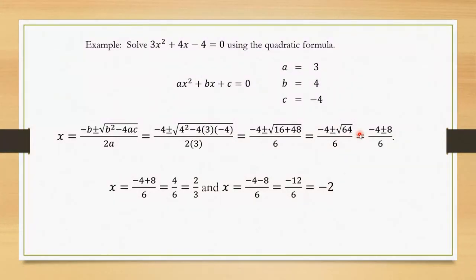Now what's nice is 64 is a perfect square, and the square root of it is 8. So our two solutions are negative 4 plus 8 over 6, which is 4 over 6, which is 2/3. And the other solution is negative 4 minus 8, right? Here we had plus, here we have minus. Negative 4 minus 8 over 6, which is negative 12 over 6, which is negative 2. So we have our two solutions here.